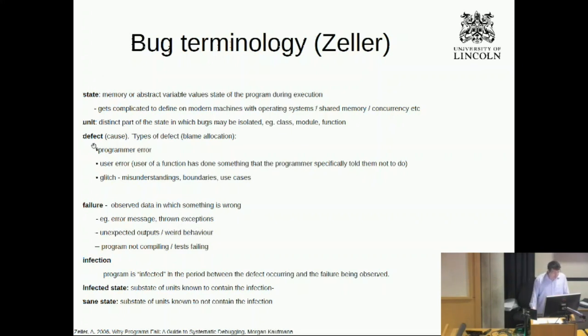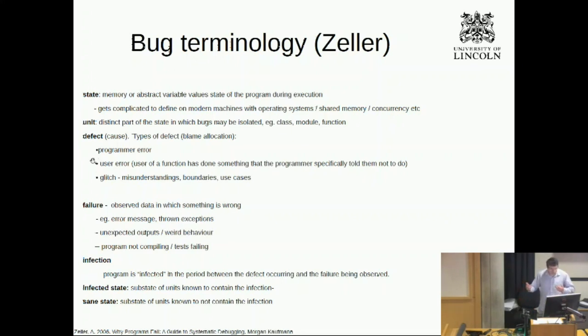We can then consider different forms of defects. These are basically categorized by blame allocation. A defect may be caused by a programmer error. When I wrote my add function with a multiply instead of add, that was clearly a programmer error form of defect. There could also be a user error.